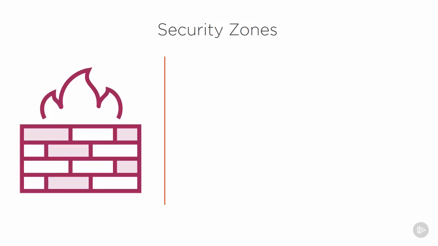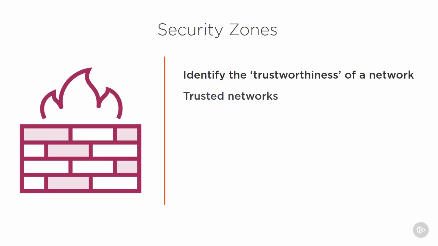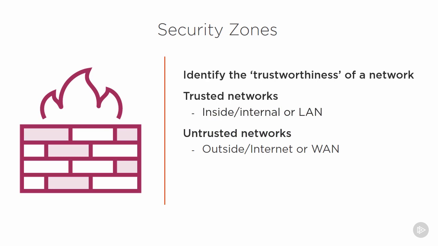Let's take this to the next step and take a look at how we're doing all this. So, some vocabulary. Security zones in a firewall identify the trustworthiness of a network. All firewall vendors are going to call these security zones something slightly different. For the trusted network side, we often call this the inside or internal network, or the LAN. For untrusted networks, we typically call those the outside or internet or WAN network.